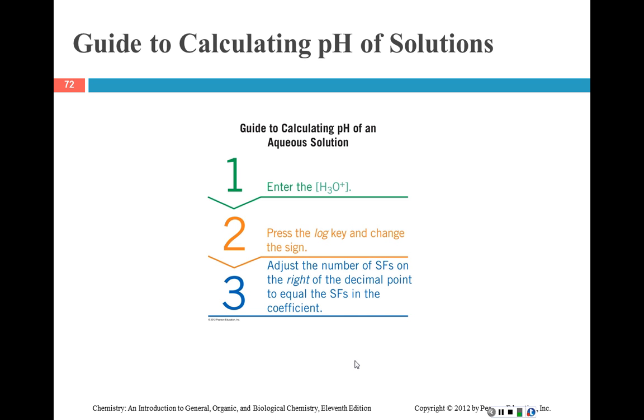So the guide to calculating pH of solutions is, you enter the hydronium ion concentration, you press the log key and then the sign, and usually on the TI-83s you've got like this little thing at the bottom that changes the sign for you, and adjust your significant figures on the right side of the decimal to equal the significant figures of whatever your coefficient is. Okay?